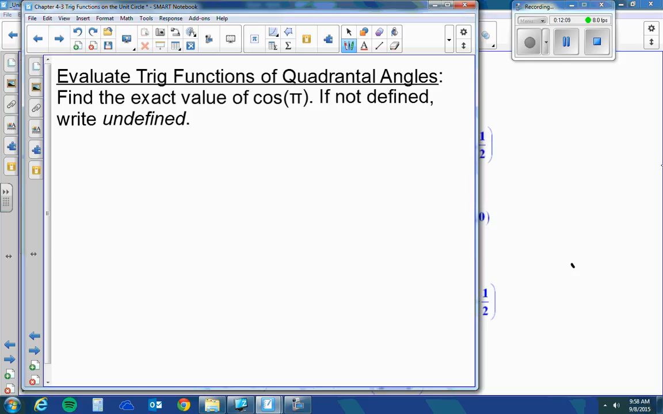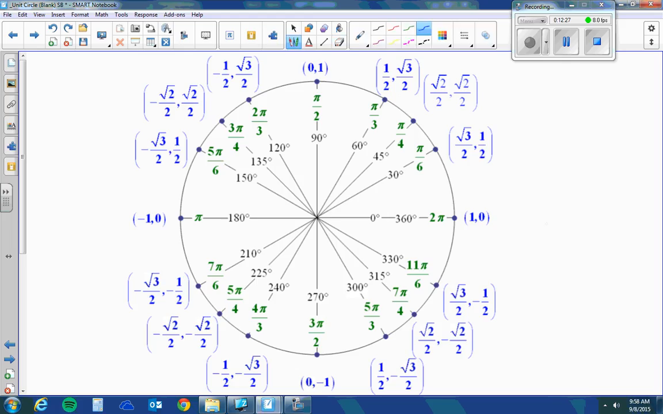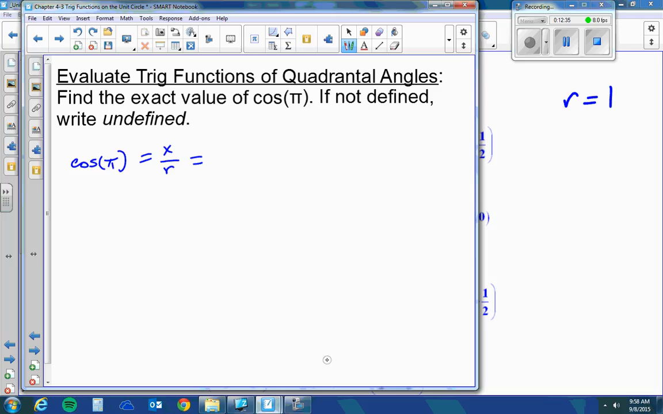Now listen, this is what I alluded to before. Look, cosine of pi. You could try to use the general definition, except you don't need to. You don't want to. What I'm getting at is, if you look at your circle, this thing's called the unit circle, r is 1. So if I'm on the unit circle, cosine is x over 1. Write this down. On the unit circle.